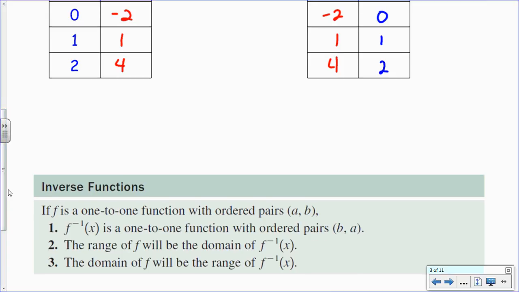So what we note first is that f is a one-to-one function. So you have to start with a one-to-one function. It has ordered pairs A, B. Then the following is true. So if f is a one-to-one function, then f inverse of x is a one-to-one function. And your ordered pairs switch. So they go from A, B to B, A. Then your domain becomes your range and your range becomes your domain.